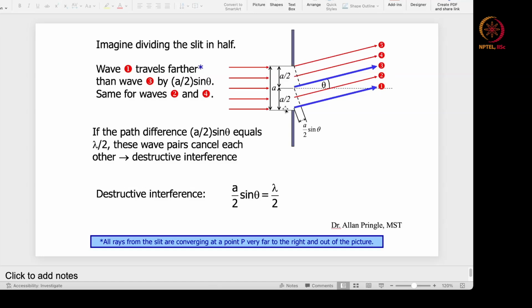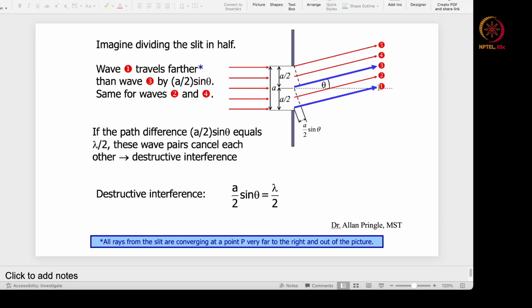Now if the slit has got a width of A, with A by 2 on each side, then the ray which is at the center travels a little bit lower distance than the ray at the extreme end, right? The extreme end, this particular ray, travels a little bit more distance than the central ray. So this is the central ray which is deflected. This is the edge ray which is also deflected.